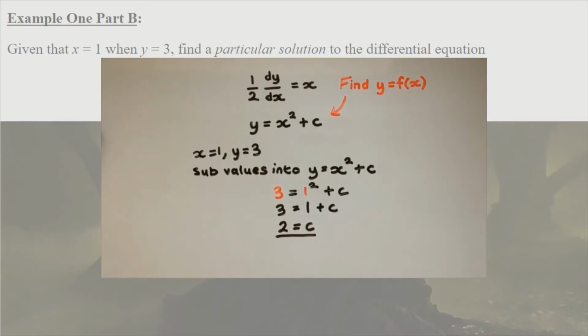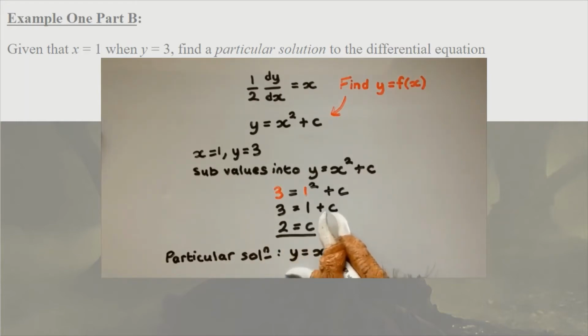That means we can state our particular solution. So the particular solution in this case, I'll use my shorthand for solution, like that, will be y equals x squared plus 2. So with the added information we can complete the question.